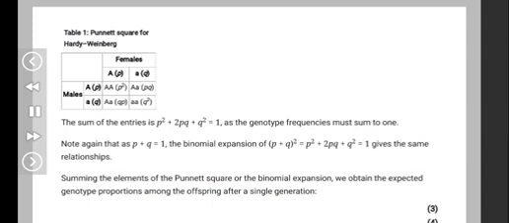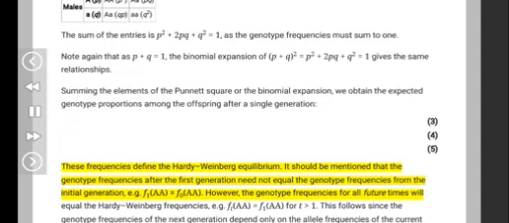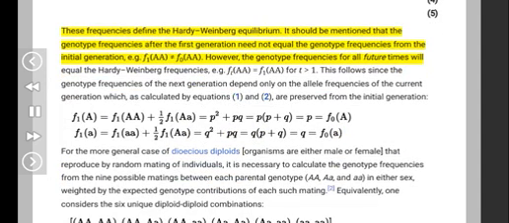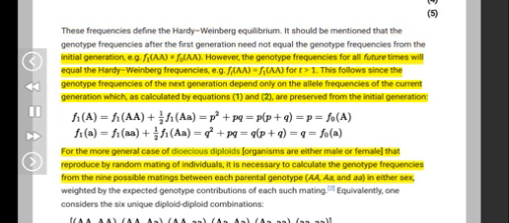It should be mentioned that genotype frequencies after the first generation need not equal the genotype frequencies from the initial generation, e.g. f1(AA) does not equal f0(AA). However, the genotype frequencies for all future times will equal the Hardy-Weinberg frequencies, e.g. ft(AA) equals f1(AA) for t greater than 1.